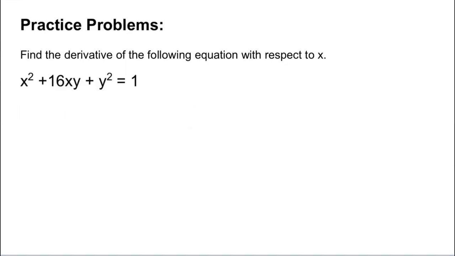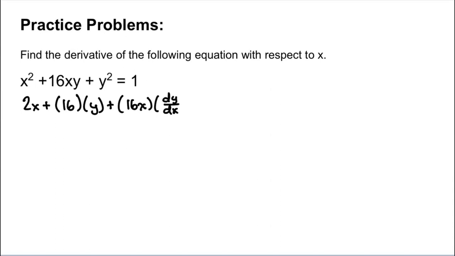We're going to find the derivative with respect to x of the following equation, x squared plus 16xy plus y squared is equal to 1. So let's go ahead and take the derivative of x squared, which is 2x, plus 16xy. So 16xy, we have two different variables being multiplied together. So this is going to actually be a product. We're going to take the derivative of the first term, 16x, which is just 16, and then multiply the y, plus the normal first term, 16x, times the derivative of the second term, dy dx.